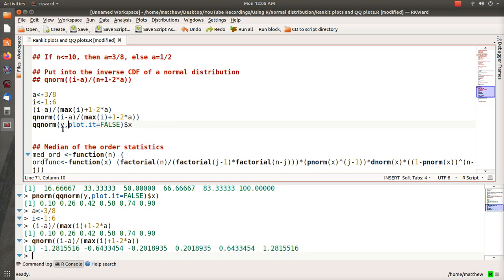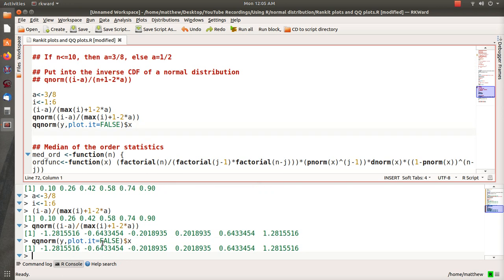Now let's do the same thing and use the QQ plot, or they call it qqnorm, and see what X values it calculates. And notice that they're 100% the same, because that's the formula that they use, and that's it. Well, that's the difference between the Rankit plot and the QQ plot.